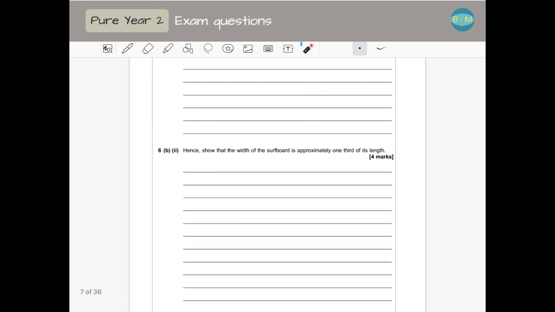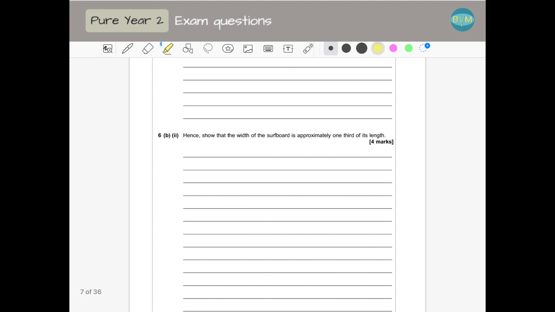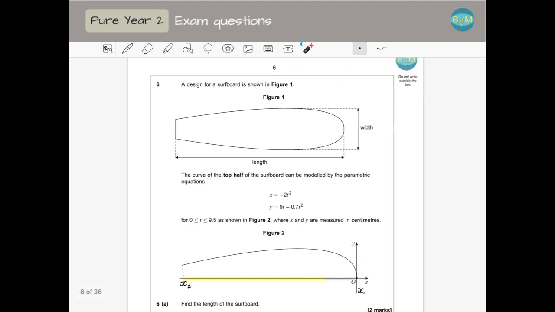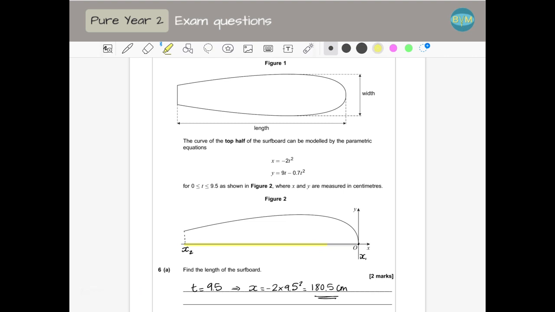Hence, we are going to use what we just learned to show that the width of the surfboard is approximately 1/3 of its length. The width is going to be at the broader part of the surfboard, which means it's going to be the maximum of the function. So if we find when the maximum is happening, we can find that maximum and then multiply by 2, because the width of the board will be double. So that's what we are going to do.